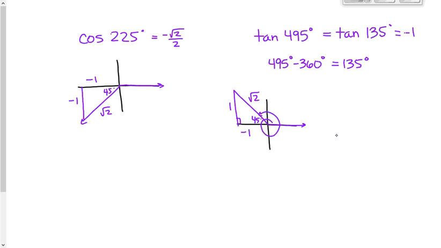Okay, so that is how we find exact values for 45-degree reference triangles.